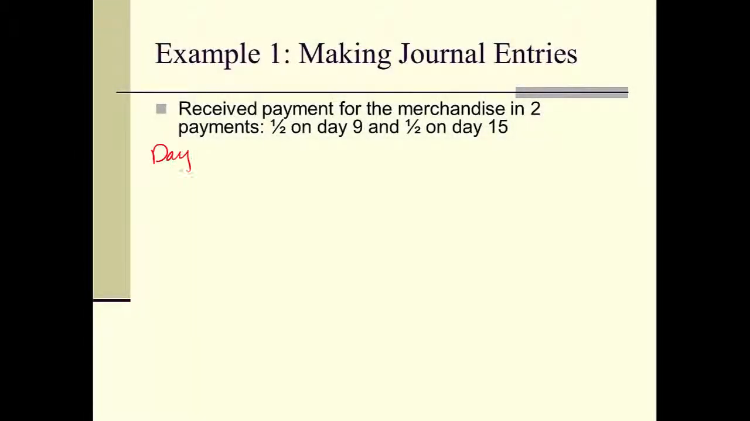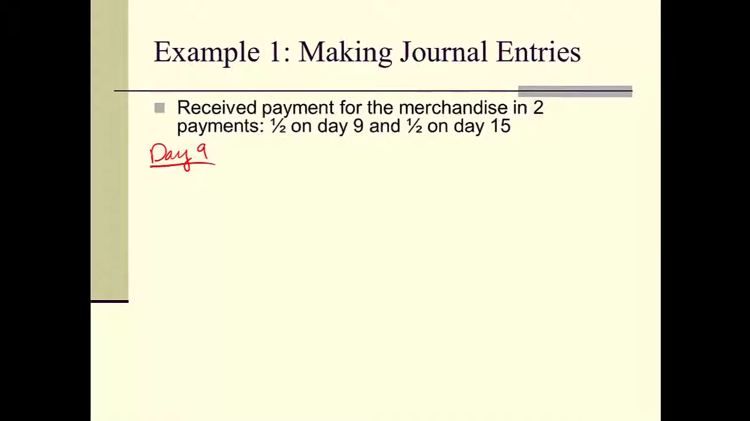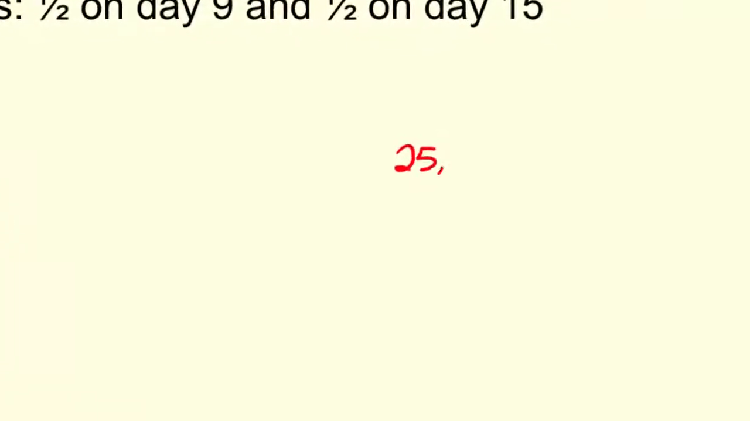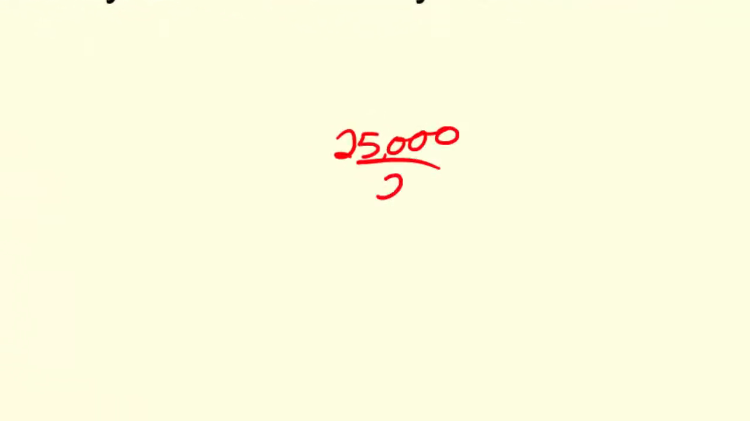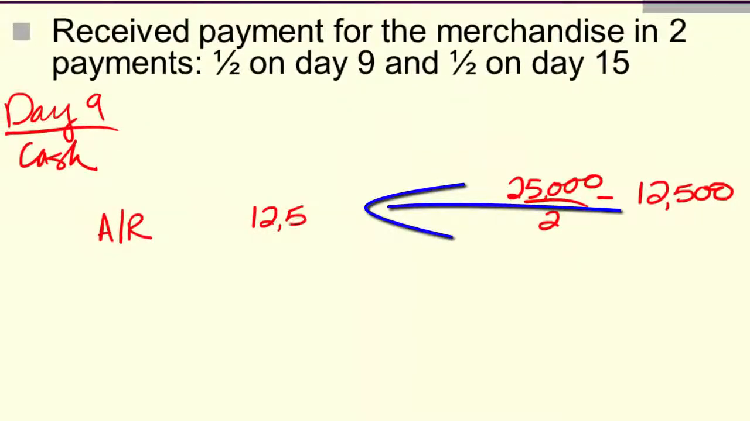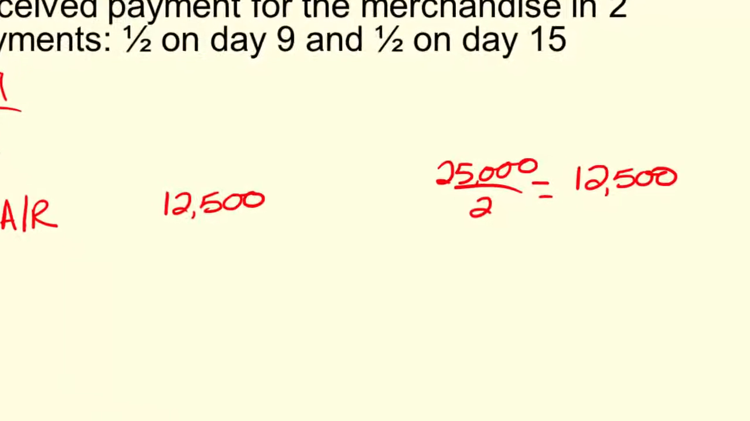Let's take a look at day 9. We know we're getting cash in, but we're not sure how much yet. We know accounts receivable is dropping, and accounts receivable is going to drop by half. So $25,000 divided by 2, $12,500. That's what's coming out of our accounts receivable. But they're not going to pay all of that because they paid within the 10-day window.